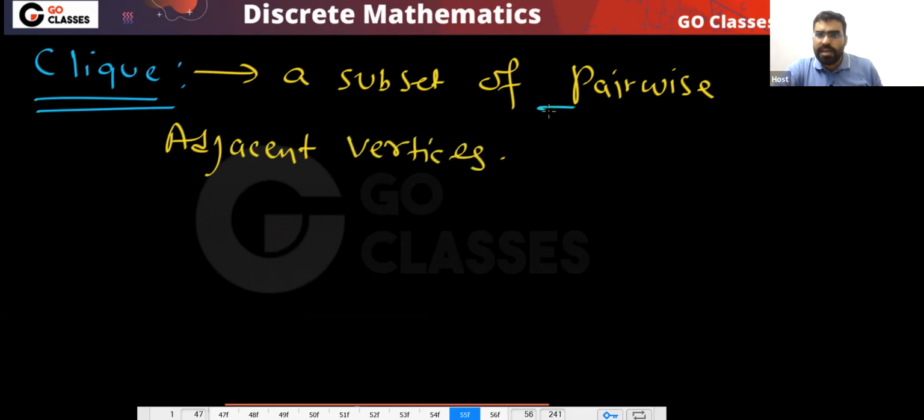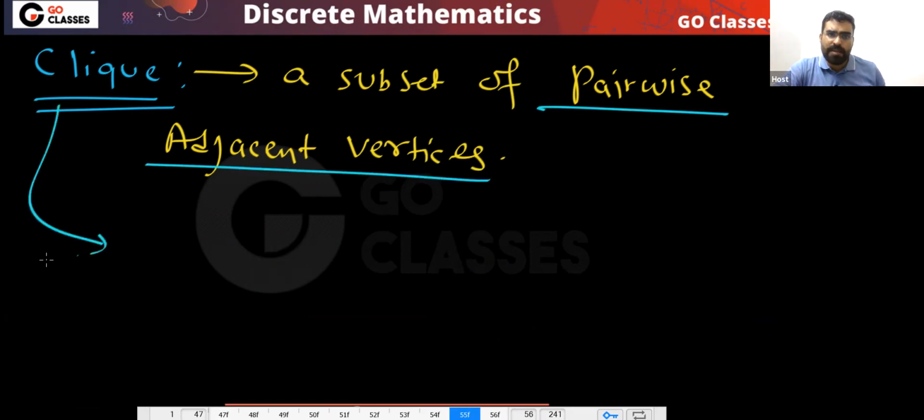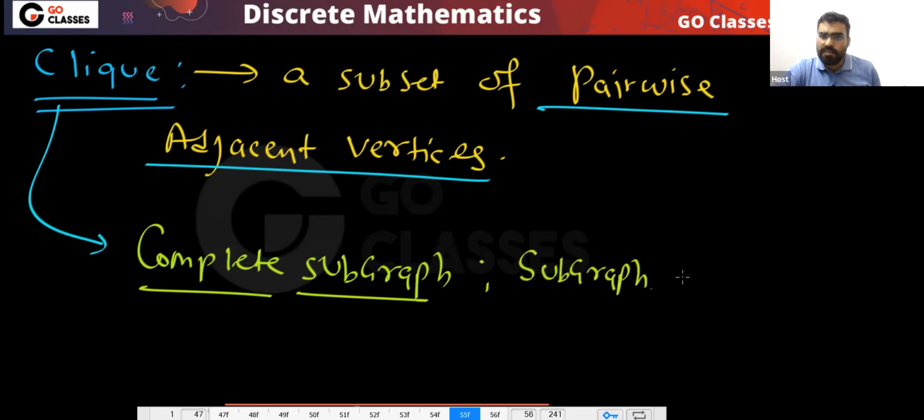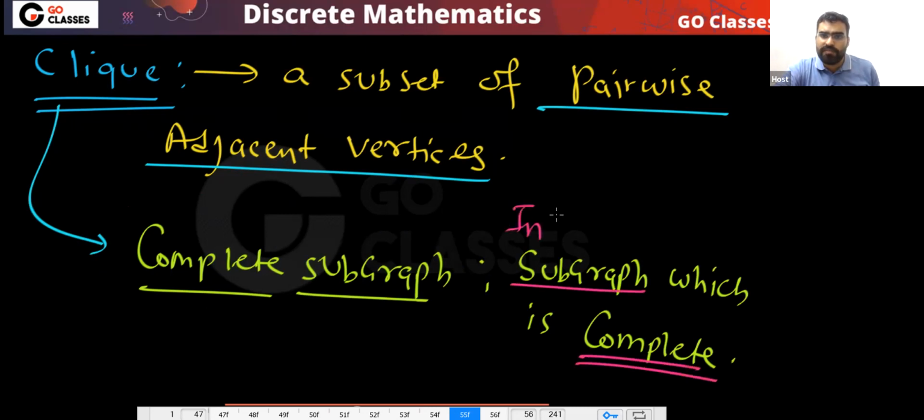Now, when every two vertices are pairwise adjacent, what does this mean? It simply means that it will be a complete subgraph. It will be a subgraph which is complete. Is this clear? It will be an induced subgraph which is complete. Yes or no? Very simple.